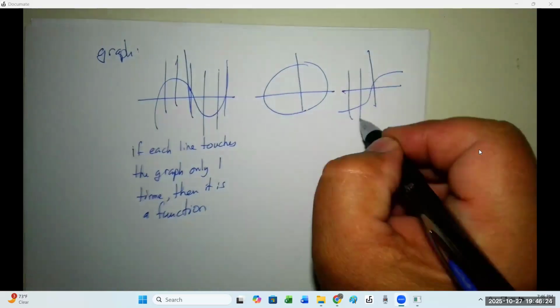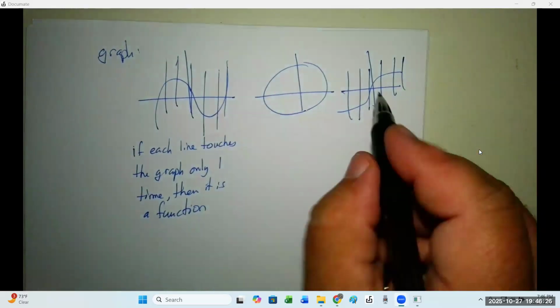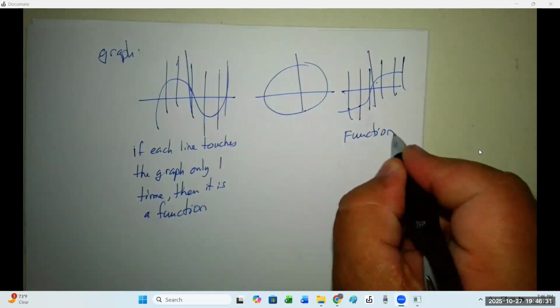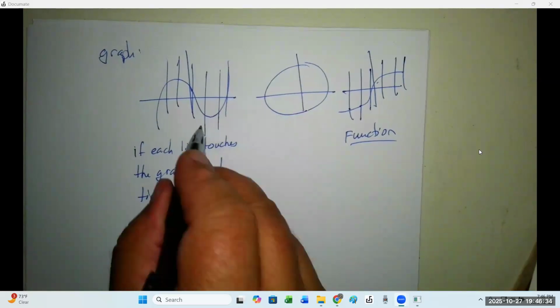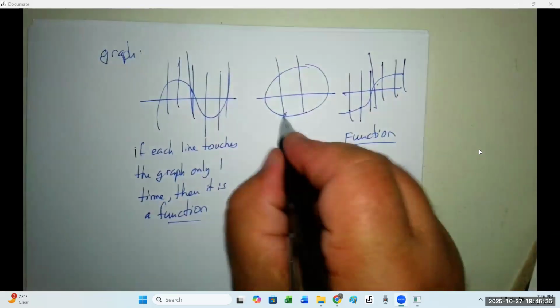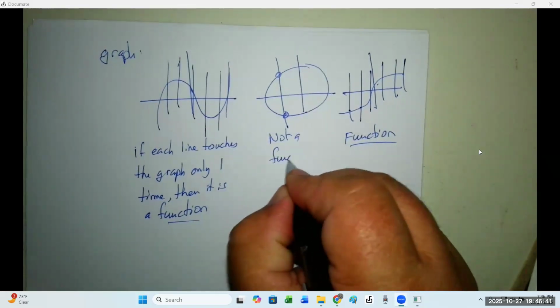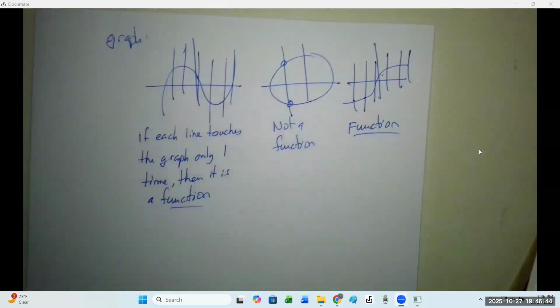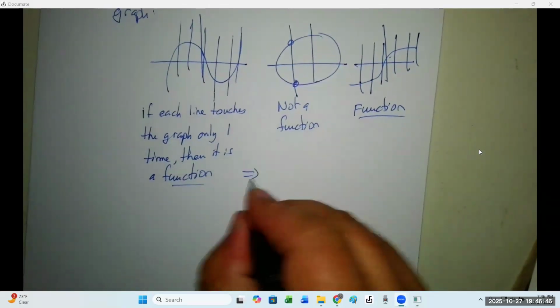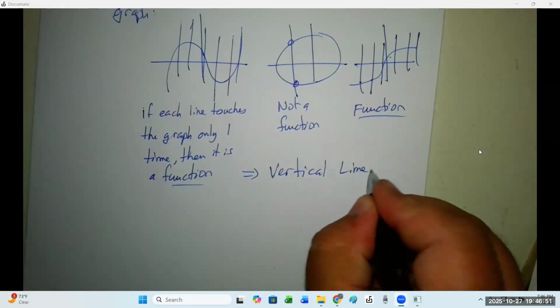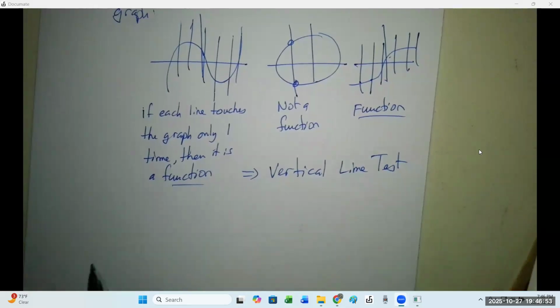Likewise, this one. If I draw a graph anywhere, the vertical lines touch only one place. So this is a function. This one is a function. This one, not a function. This is called the vertical line test. If you could draw a vertical line anywhere and touch the graph more than once, it's not a function.